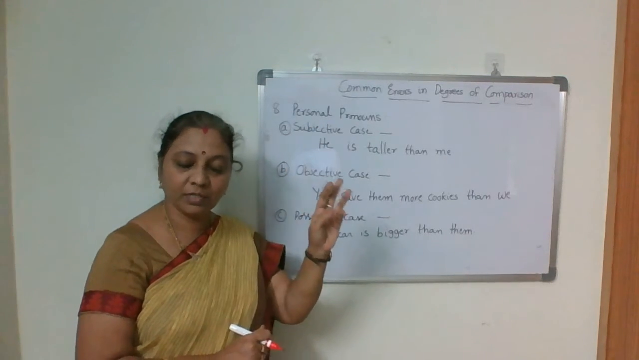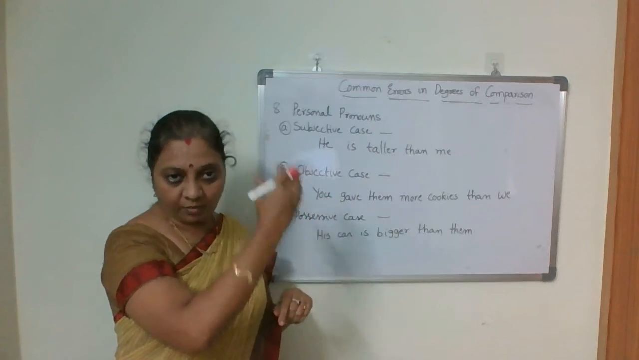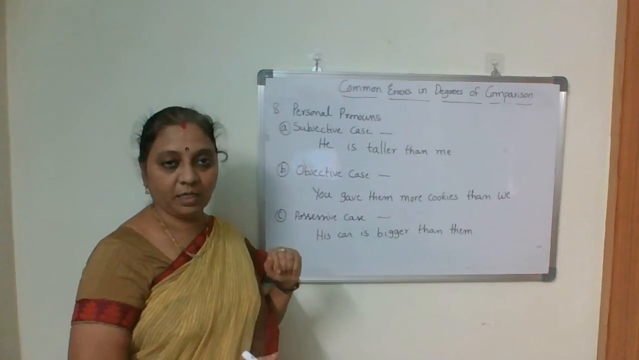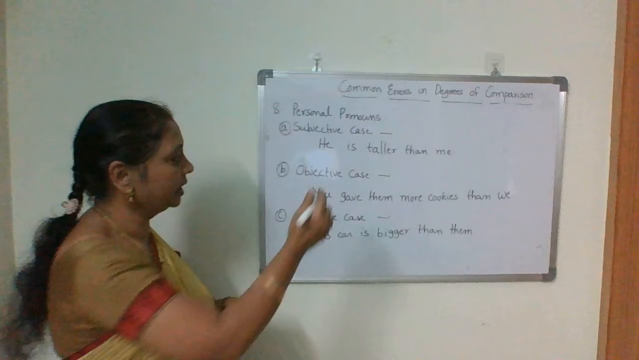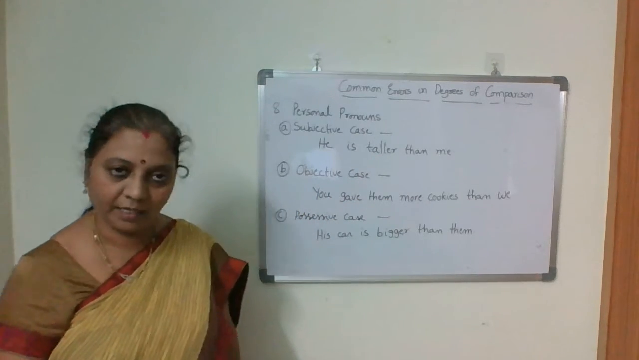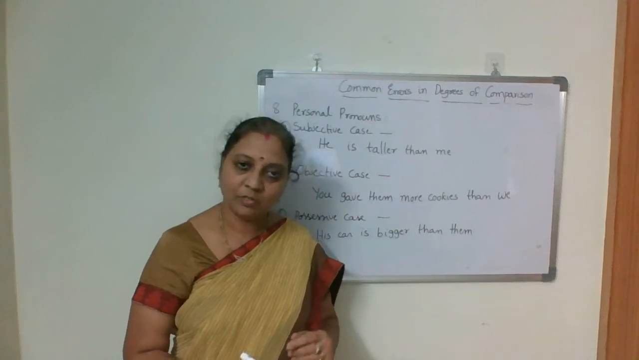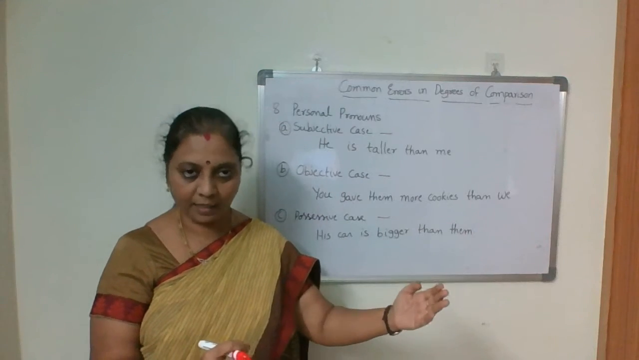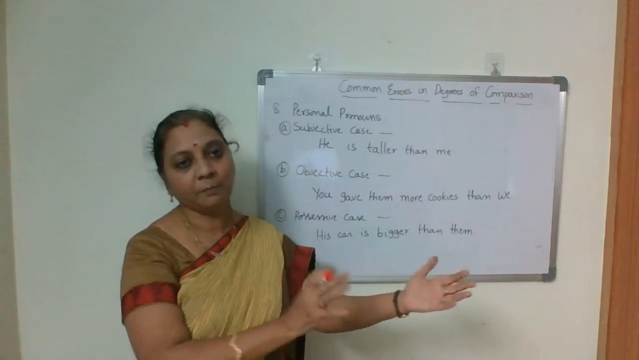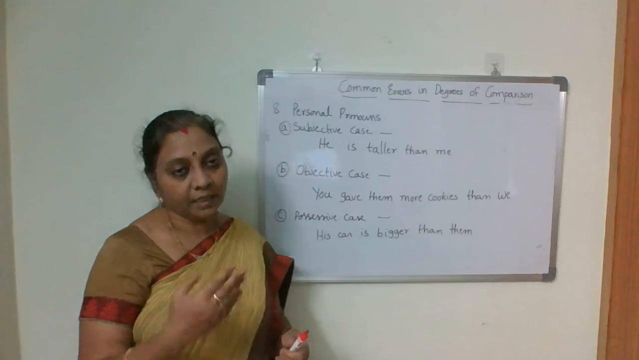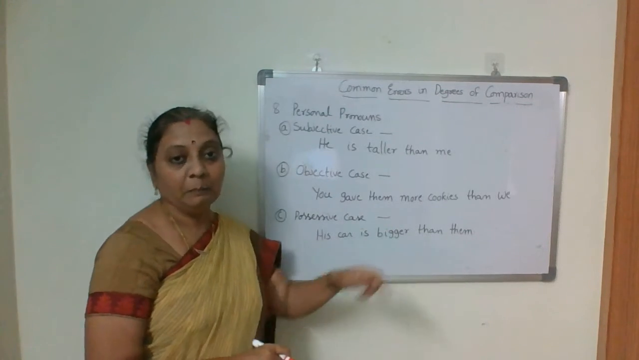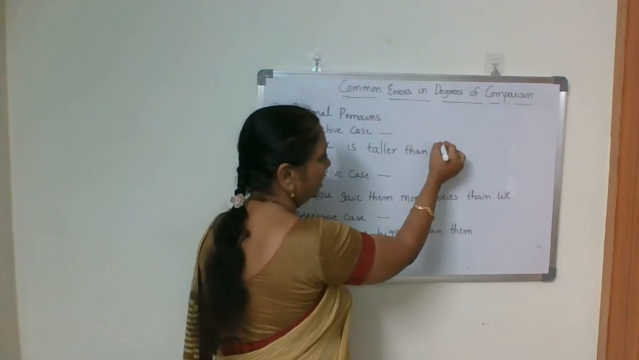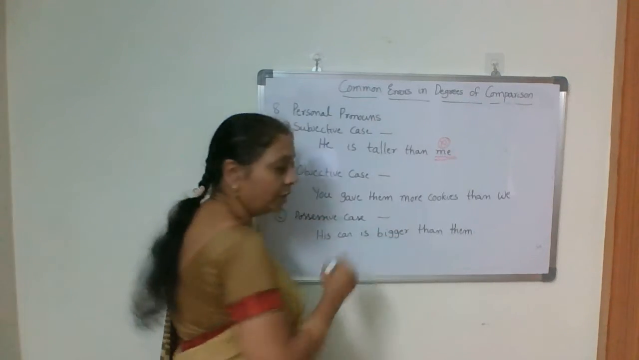Personal pronouns: if you watch that video, there are the subjective case, objective case and possessive case, isn't it? Regarding the subjective case, what type of mistakes do they usually commit? He is taller than me. He is tall and I am also tall. Then the comparison is between the two subjects, he and I. Then how do you say it? He is taller than me. But this is wrong.